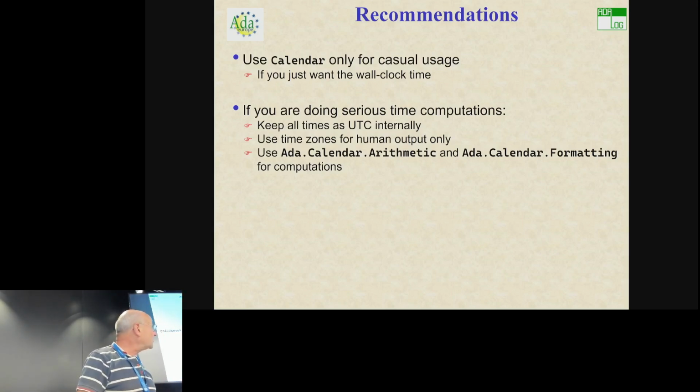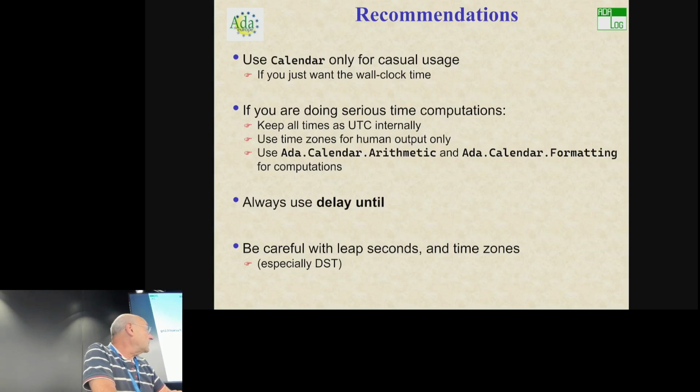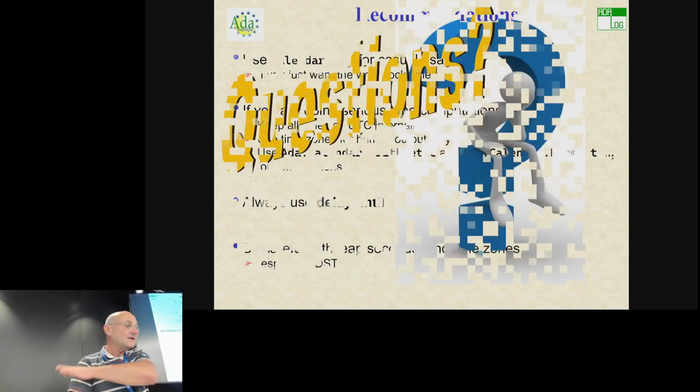And don't use the operations in Calendar. Take the ones in Ada.Calendar.Arithmetic and Ada.Calendar.Formatting, where you can choose the way you deal with time zones. Of course, always use delay until. And if you are really picky, be careful with leap seconds because it's a difficult issue. In a sense, you can get them and provide them, because nobody knows how to really deal with that issue. So it's up to you to decide. That's it.